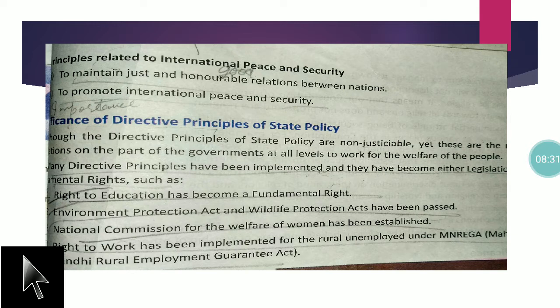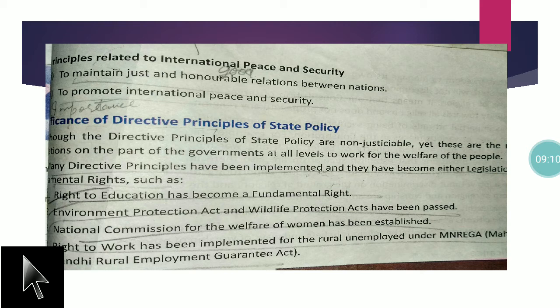The National Commission for Women has been established so that women's empowerment is ensured in a proper manner. And last but not least, the right to work has been implemented for the rural unemployed under MGNREGA, which was introduced in 2005, the Mahatma Gandhi Rural Employment Guarantee Act. Under this, there is a 100-day work scheme for unemployed people in village areas, so every year they will get around 100 days of work.